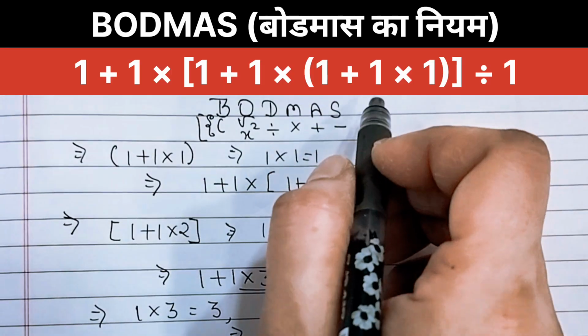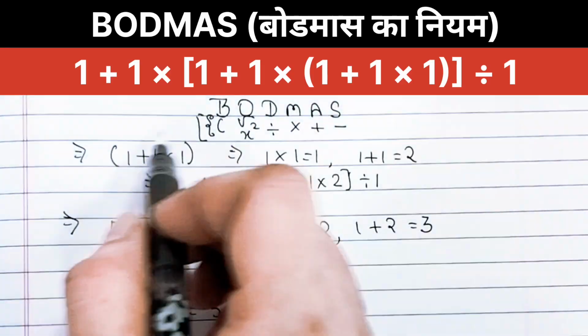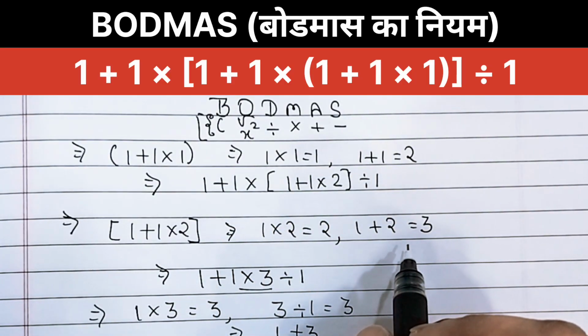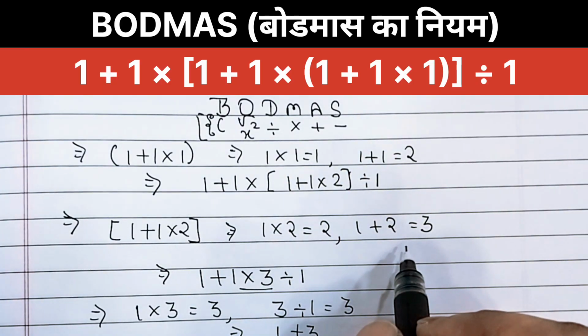Now the conclusion says: following the BODMAS rule ensures that a complex expression with multiple nested layers is simplified logically to reach the correct mathematical outcome. So according to this expression, the final answer is 4, and I hope it is clear.